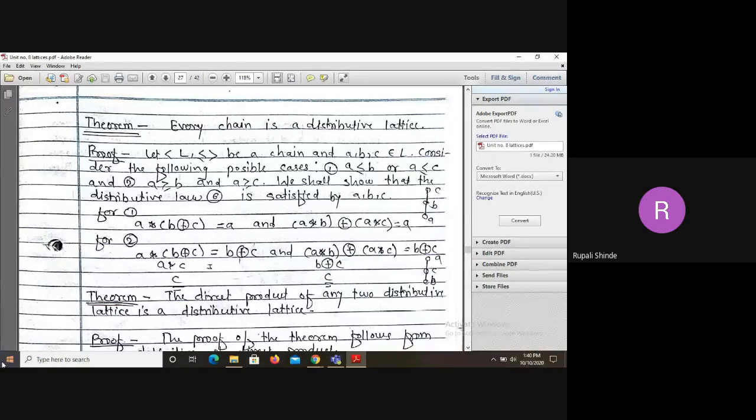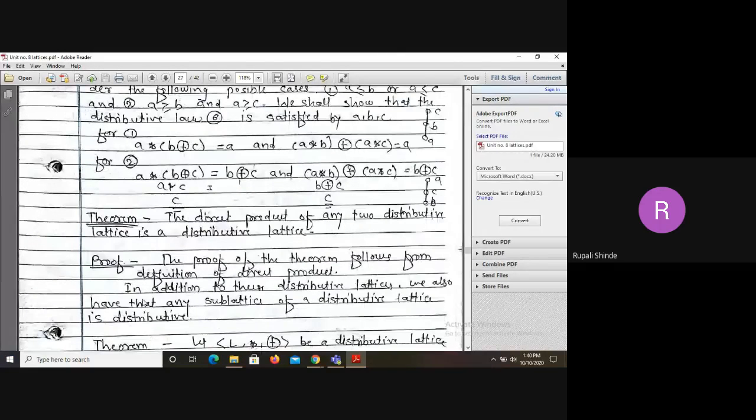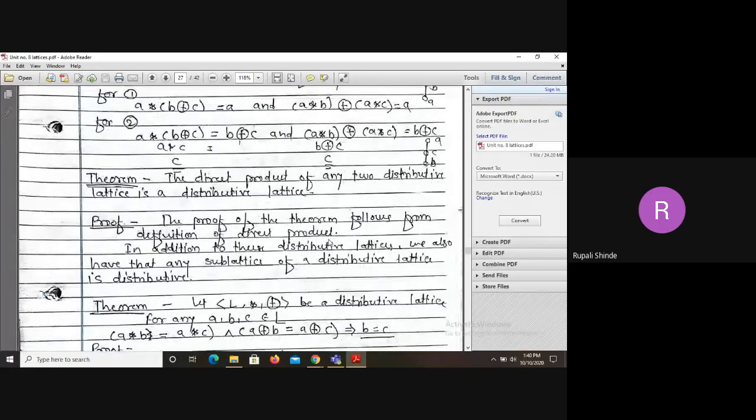Yes, ma'am. Okay. Now, the next theorem is: the direct product of any two lattices is a distributive lattice. Here they have not given any proof, just given that the proof of this theorem follows from the definition of direct product. Because in the definition of direct product of lattices, if you take any two lattices, then whatever lattice we get after the direct product is also a distributive lattice, because the lattices we have taken are distributive lattices.